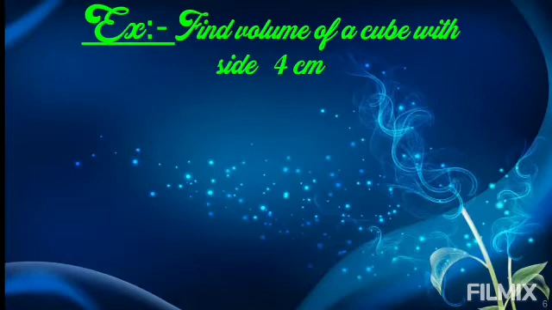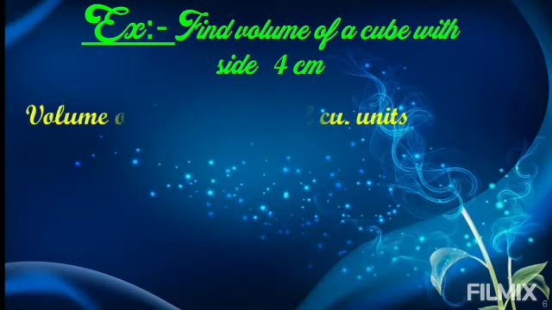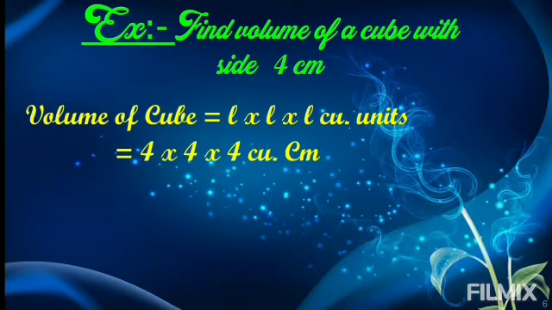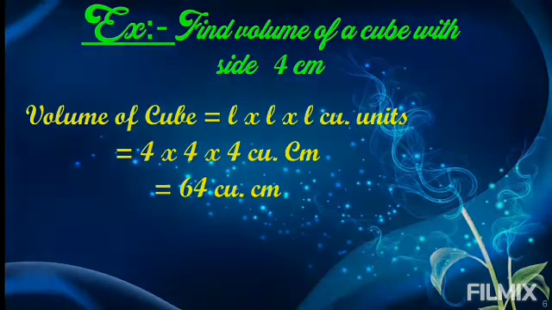Now, let's understand this with an example. Find the volume of a cube with side 4 centimeters. We are given that volume of a cube equals L into L into L cubic units. Since the side is given as 4 centimeters, let's input it. So our equation becomes 4 into 4 into 4 cubic centimeters. So our answer is 64 cubic centimeters.